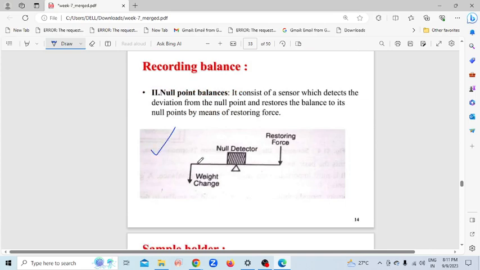Then the null balance, a very advanced technique with a null detector. Null detector means that when your bar is in a horizontal condition, it provides null. But when a weight change occurs, to nullify this effect, a restoring force is applied. Suppose the sample loses weight, so the bar will try to move up; to stop it from moving, you need to restore some force. You can measure this force and correlate it with your weight loss.